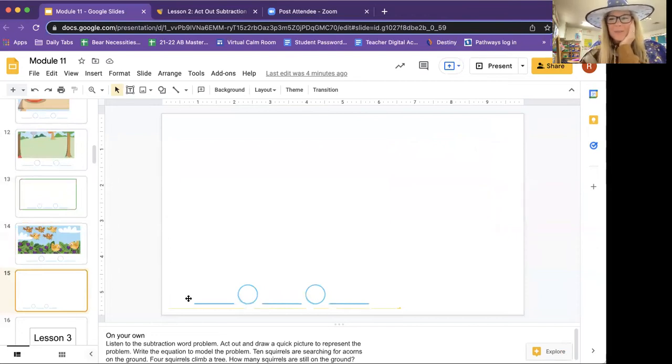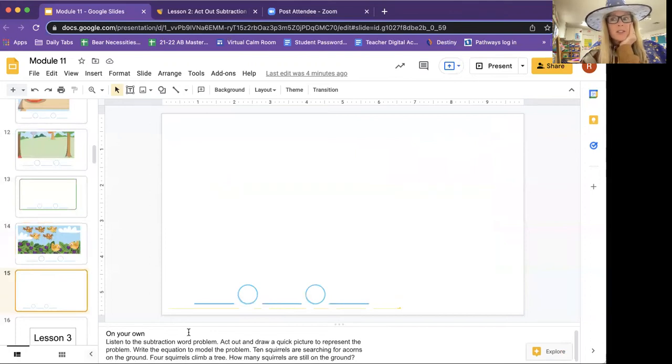All right, good job. On your own. No picture here. This is on your own. You ready? You can't get help from mom or dad or anyone, whoever's homeschooling you. Listen to the subtraction word problem. Act out and draw a quick picture to represent the problem. Should you draw real squirrels? Draw something that represents the squirrels, like a circle or a square or a rectangle, whatever.